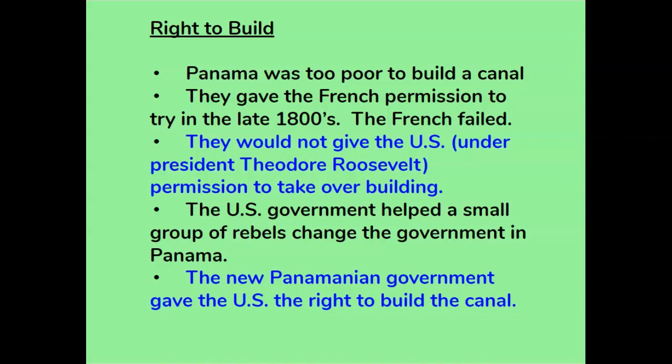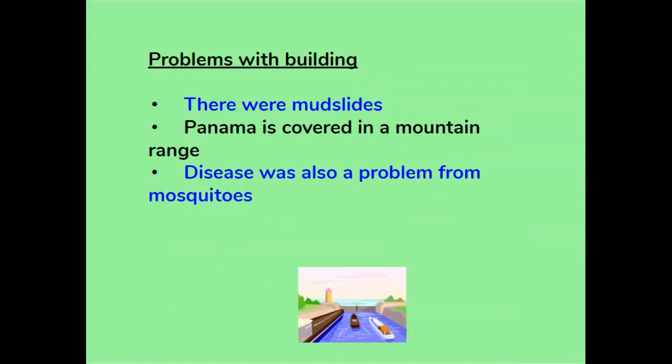Next, the U.S. asked. Panama would not give the U.S., under President Theodore Roosevelt, permission to take over. The U.S. government helps the small group of rebels take over the Panama government. And then the new Panamanian government, in exchange for the help of the U.S., gave the right to the U.S. to build the canal. In 1903, 1904, there were problems with the building.